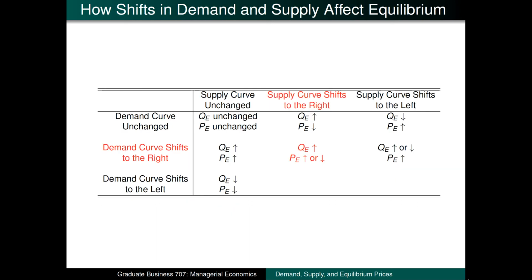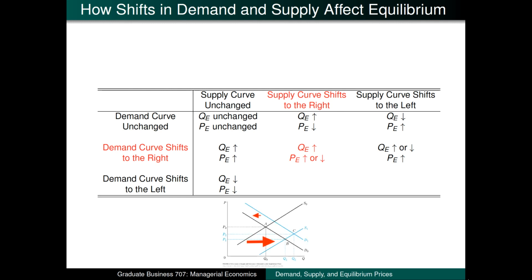Coming back to this table, we can see that equilibrium quantity increases whenever either the demand curve shifts to the right or the supply curve shifts to the right. So when they both happen, equilibrium quantity is surely higher. However, the price effect depends on which shift is dominant.